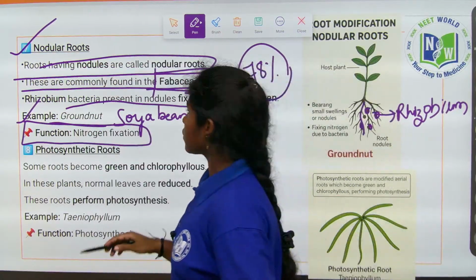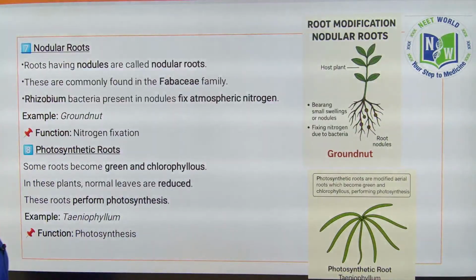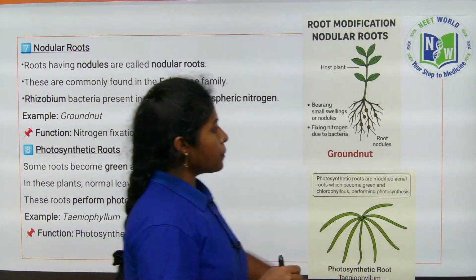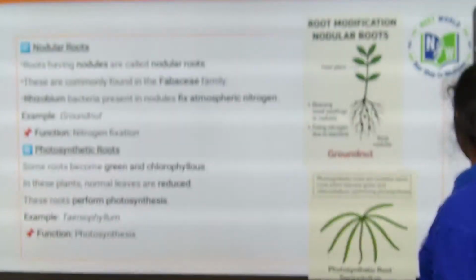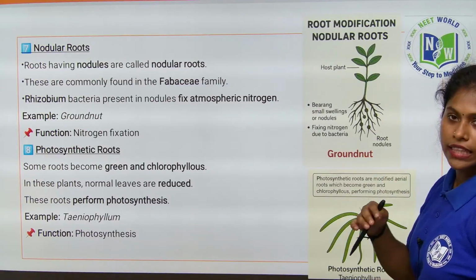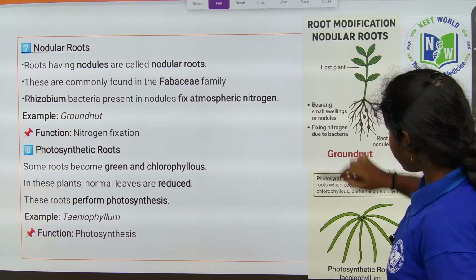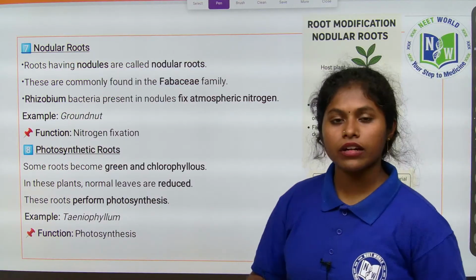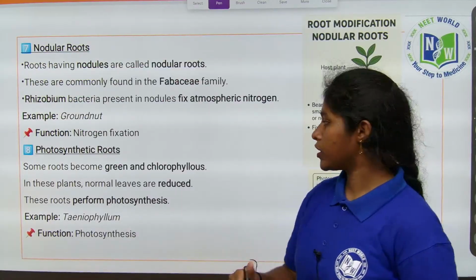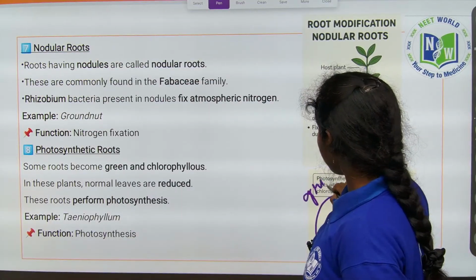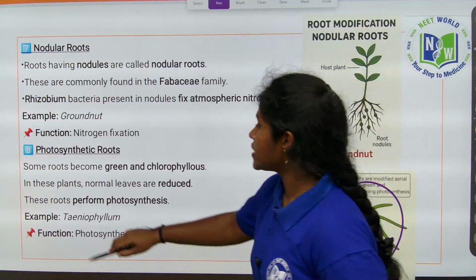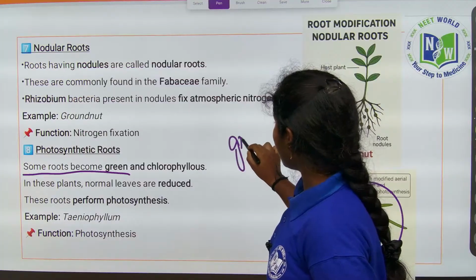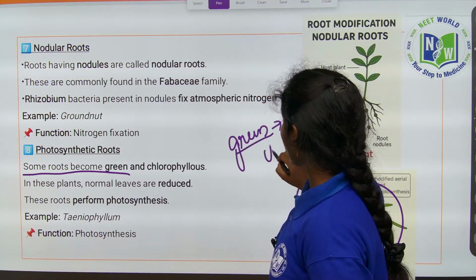Coming to the photosynthetic roots. What are photosynthetic roots? Some roots perform photosynthesis also because they have chlorophyll. They don't have any leaves like that, so they prepare their own food because they don't have any green leaves. These roots become green, and wherever the green color is present, there is chlorophyll.